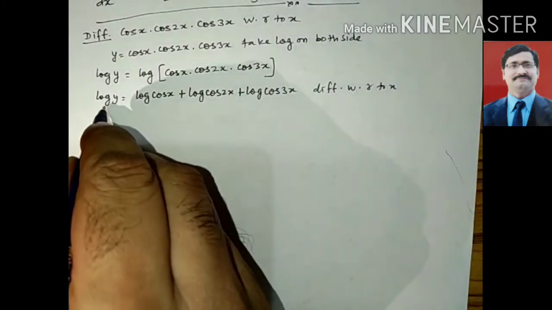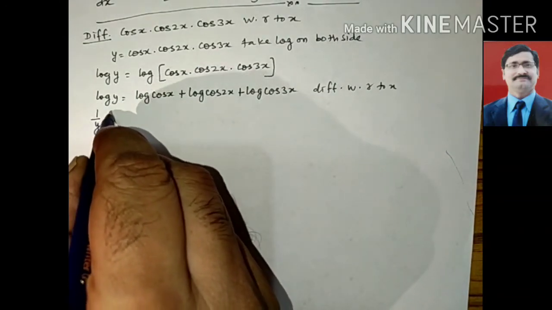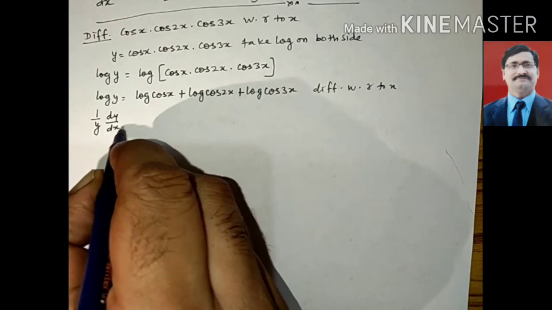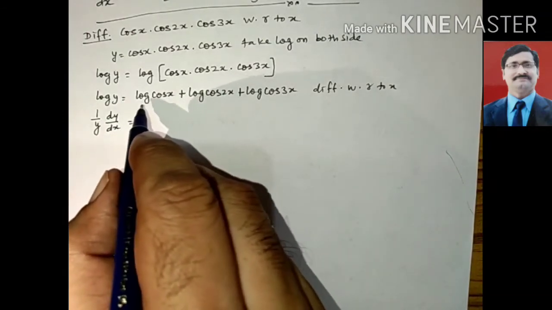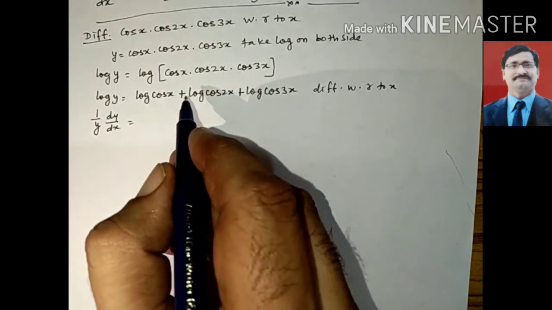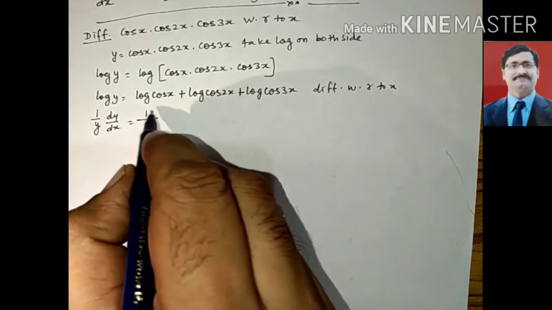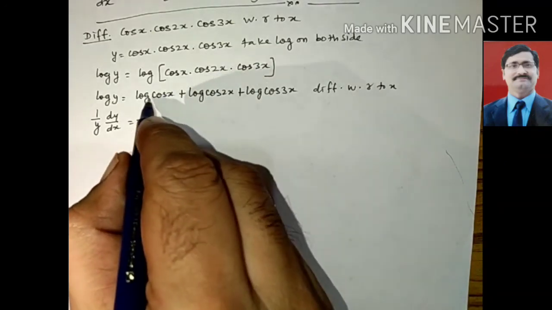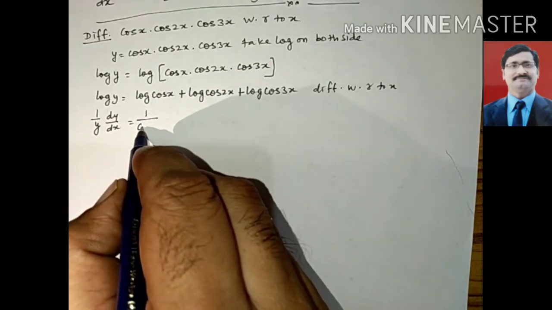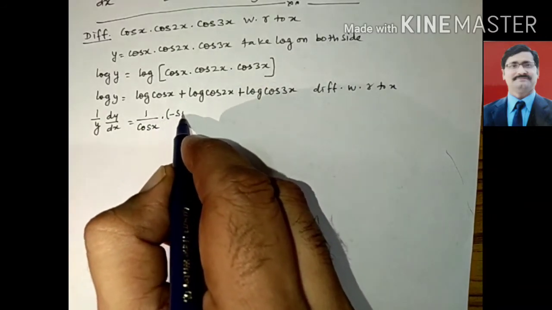Okay, so the differential of log y will be 1 upon y, and the differential of y is dy by dx. Similarly here, we differentiate the log first. The differential of log x is 1 upon x. Here, in place of x we have cos x, so you can write 1 upon cos x. Now the differential of cos x is minus sin x.